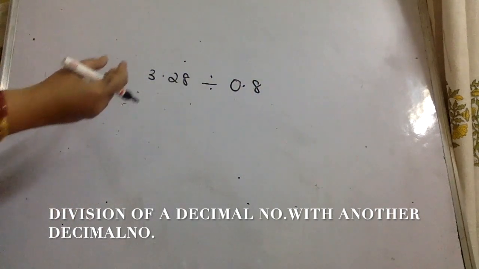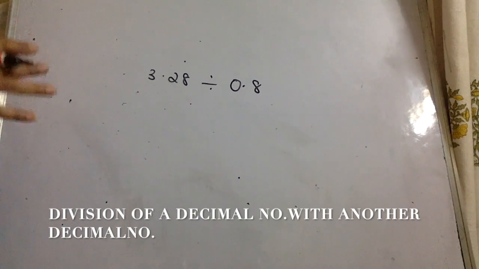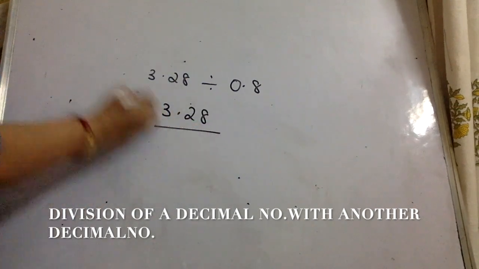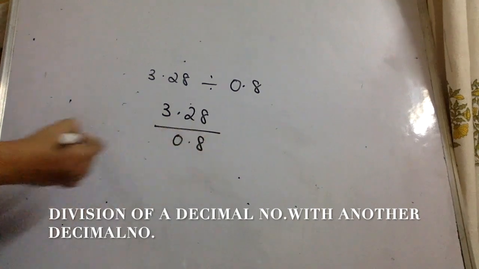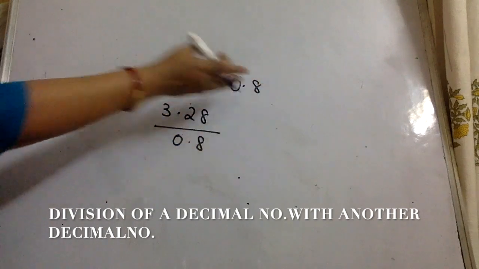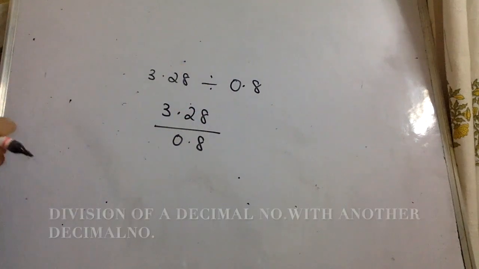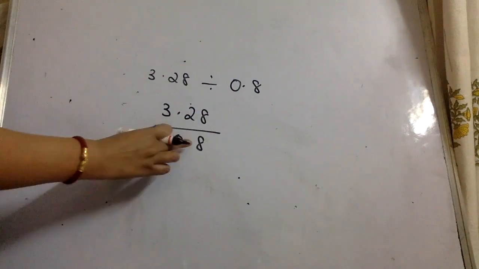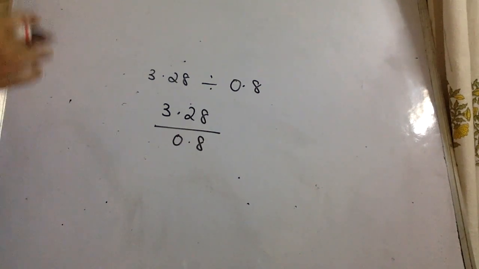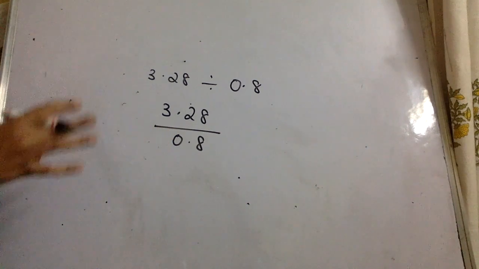A decimal is being divided by another decimal. Now most of the time students are very confused, but there's one simple method here. 3.28 divided by 0.8. Remember one thing: the number which is dividing, in other words the one after the division sign, the divisor, should never have a decimal. You should try and remove that decimal. The dividend can have a decimal, but the divisor cannot. If you can remove that decimal, your job is done.